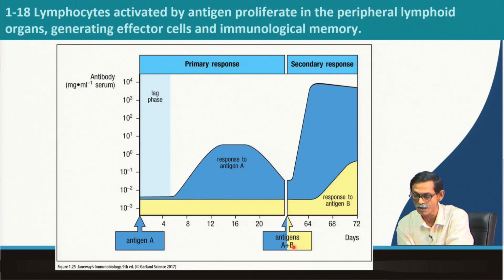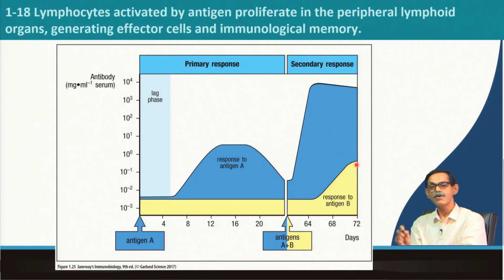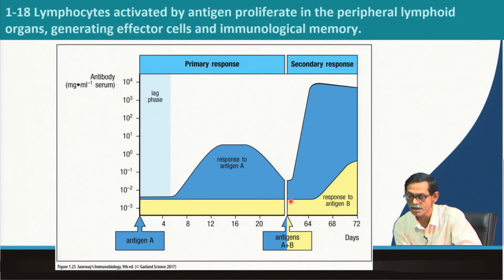That is why here, along with the second injection of antigen A, antigen B was also injected. You see, in case of antigen B, again it took 7 days to start with, and again it goes up to a certain level. So, for every antigen, the first administration is the primary response. The secondary response of antigen A is not having any effect for antigen B. And this is the basis, this is the principle of immunization.